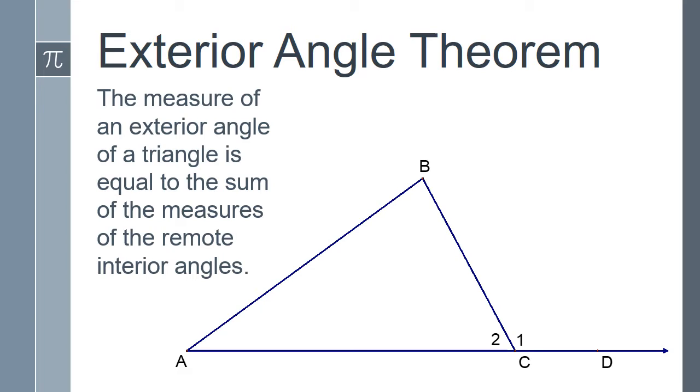All right, so the measure of an exterior angle of a triangle is equal to the sum of the measures of the remote interior angles. So we learned earlier, and we numbered angle 1 and angle 2 because that's at point C, vertex C of our triangle ABC, that angle A plus angle B plus angle 2 must equal 180.